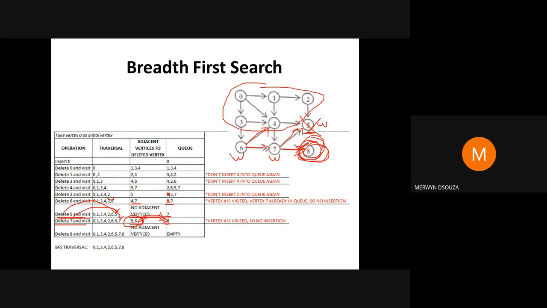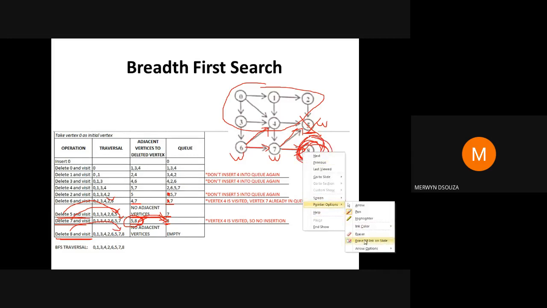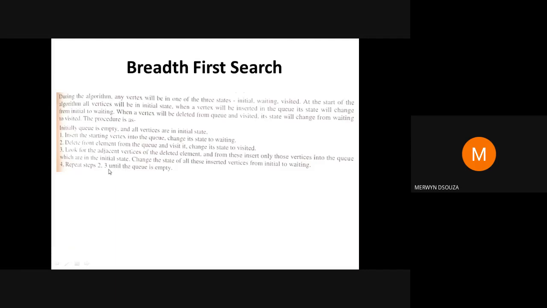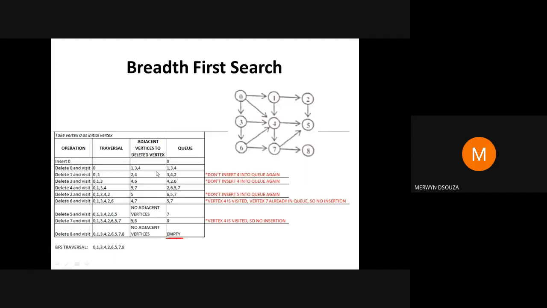Then in the last step, you are going to delete 8 and visit. When you delete 8 and visit, 8 will be put in the traversal. There are no adjacent vertices for 8, and your queue is empty. You can only continue until the queue is empty. Once the queue has become empty, this is your breadth first search traversal. So this final answer you have written will be your breadth first search traversal.